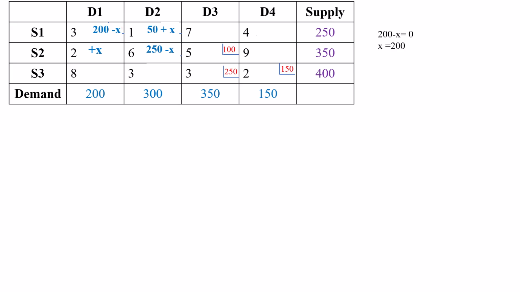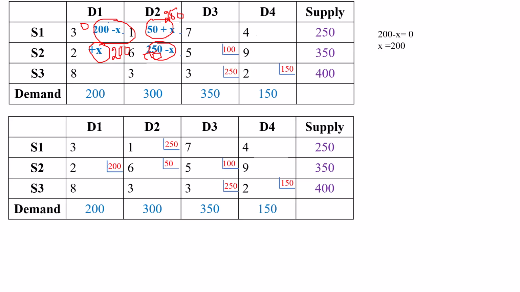Then substitute this x value in the modified allocated cell values. So substituting x equal to 200, here 200 minus 200 becomes 0, and here 50 plus 200 is 250. And here, x equal to 200, so the allocated value is 200. And here 250 minus 200 is 50. So this is the modified transportation matrix.